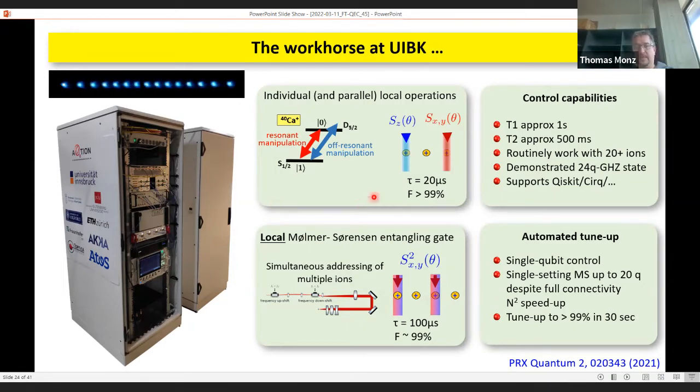So we routinely can address single ions, both in terms of local operations, and we can do the same thing with entangling operations on any subset of the qubits, with typical error gate fidelities on the order of 99%. The lifetime, as I mentioned before, is on the order of 1 second. The T2 time is on the order of 100 to 500 milliseconds. We demonstrated 24-qubit GHZ states.